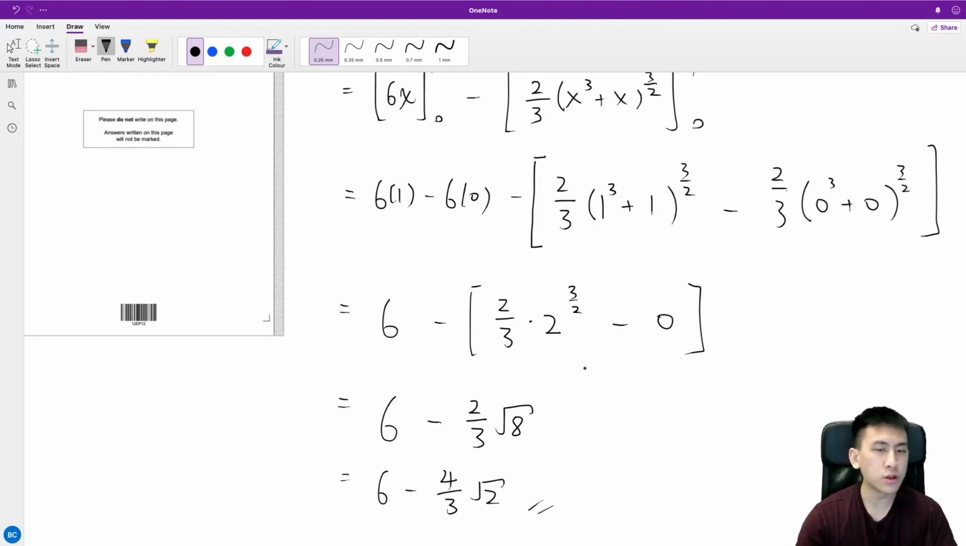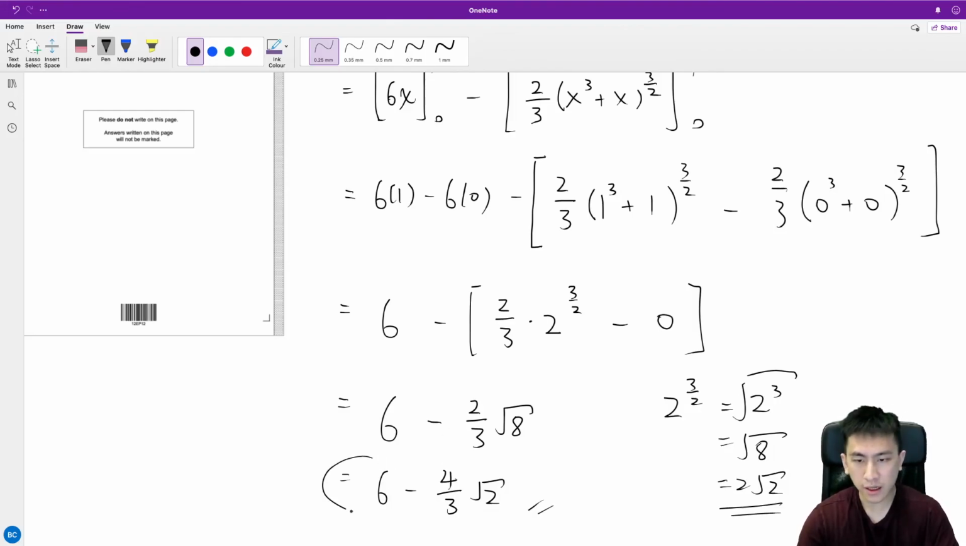I mean, for those who are wondering why that's 2 root 2, 2 to the power of 3 over 2 is the same thing as 2 to the power of 3, and then square root, which is like root 8, right? And that is just 2 root 2. Okay, so that is my answer.